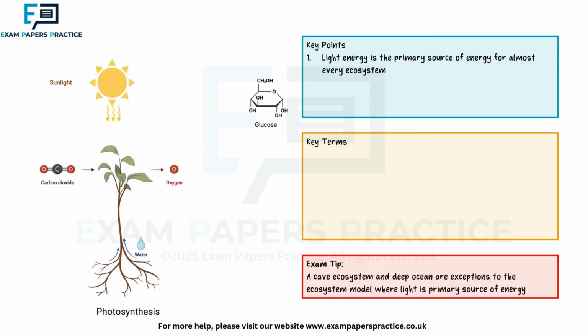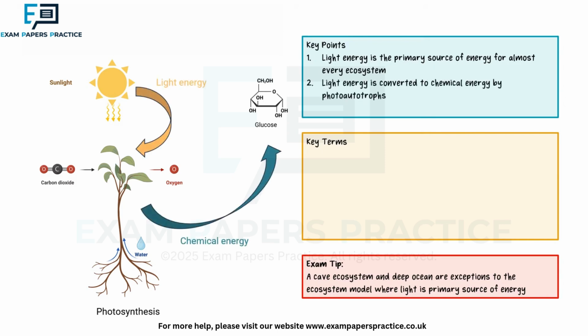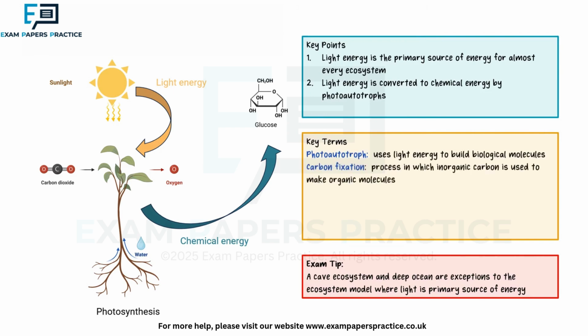Light energy is the primary source of energy for almost all ecosystems on Earth. It plays a central role in driving the process of photosynthesis, which is the key mechanism by which light energy is converted into chemical energy to sustain life in ecosystems. During photosynthesis, photoautotrophs, such as plants, fix atmospheric carbon dioxide into biological molecules like glucose.